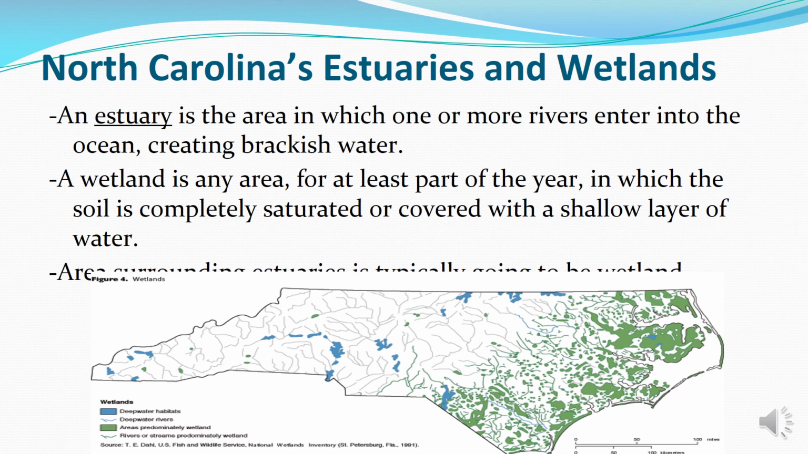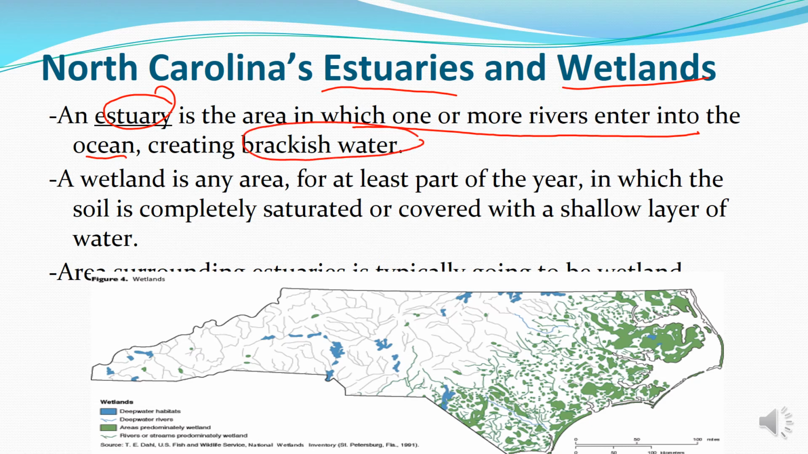So let's talk about North Carolina. North Carolina estuaries and wetlands. An estuary is the area in which one or more rivers enter the ocean, creating brackish water. A wetland is any area, for at least part of the year, in which the soil is completely shallow with water. So it's a lot of water, okay?